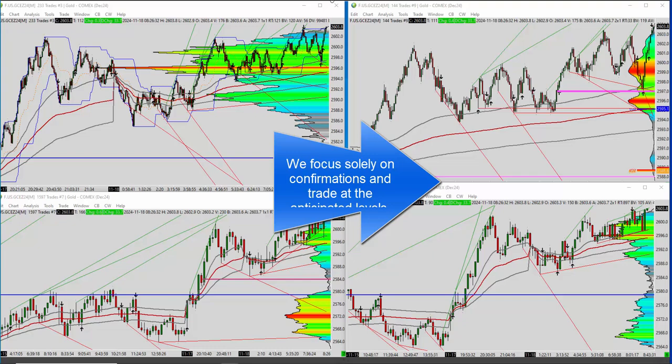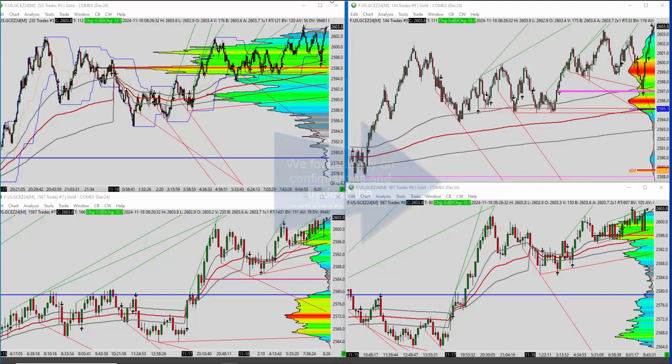We only trade when you anticipate the area first, confirm it second. Confirmation comes from power lines, the arrows, VWAP, and mainly also the SAL indicator, substantial attraction level, okay?